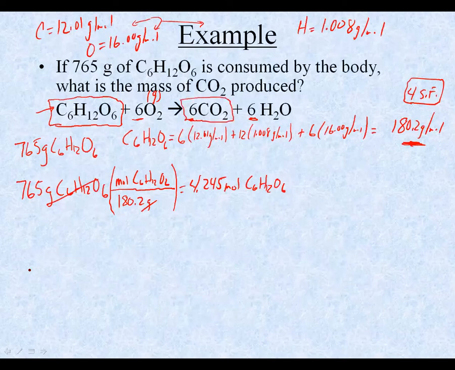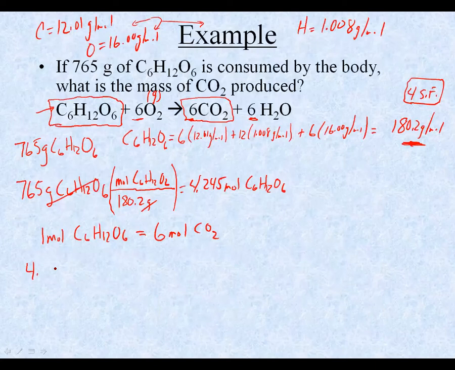So this is where the stoichiometry comes into play. From the equation, we can see that for every 1 mole of the C6H12O6, we produce 6 moles of the CO2. And again, no calculation there. It is simply the coefficients that are in front of the formulas. So we're going to use that as a conversion factor.